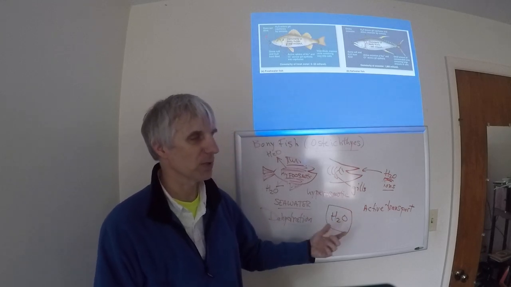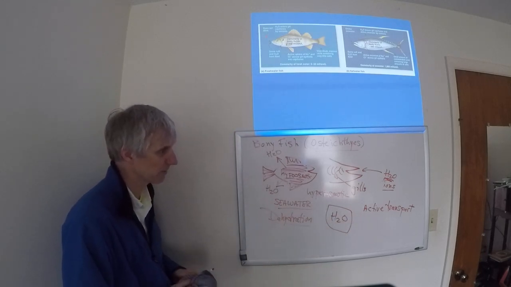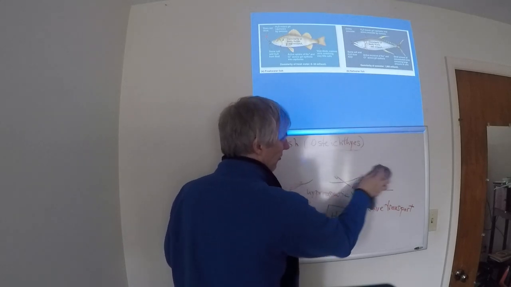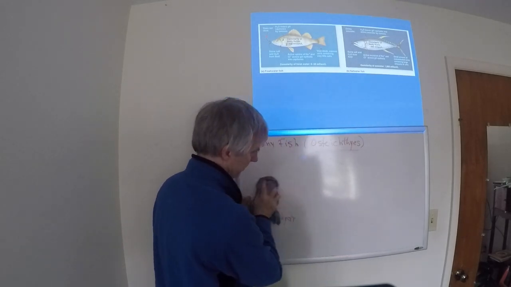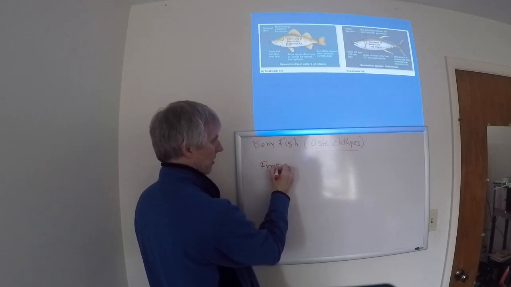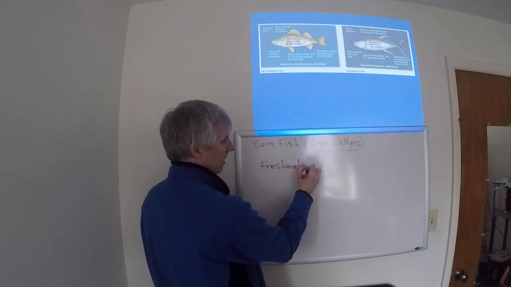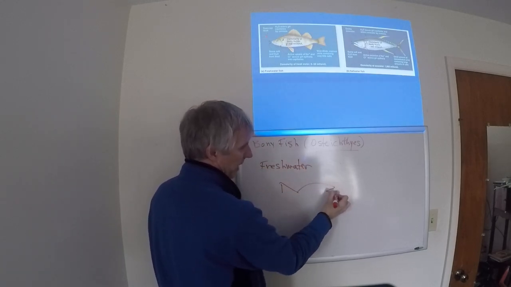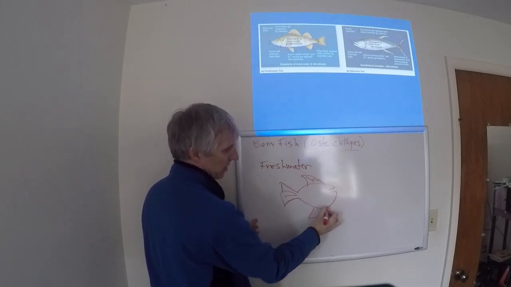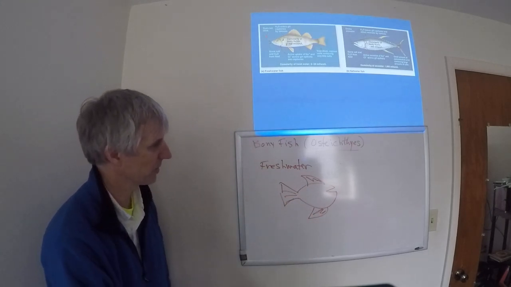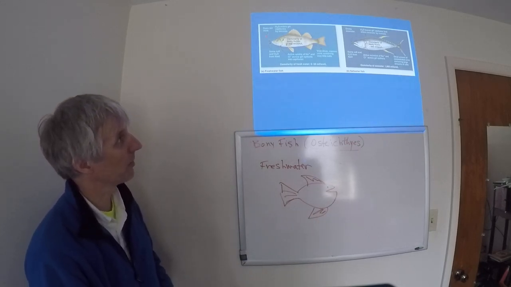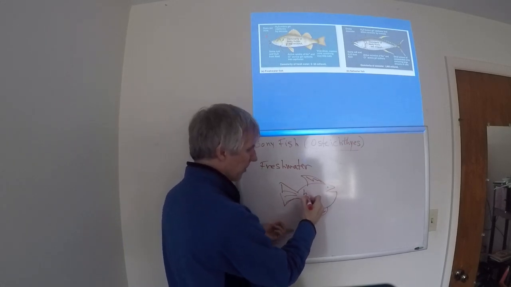That at the gills and at the level of the kidneys. Okay? All right. Let's take a look at freshwater fish. Freshwater fish. Should have left my fish diagram up there. All right, there's my freshwater fish here. Now my problem is I'm hyperosmotic.